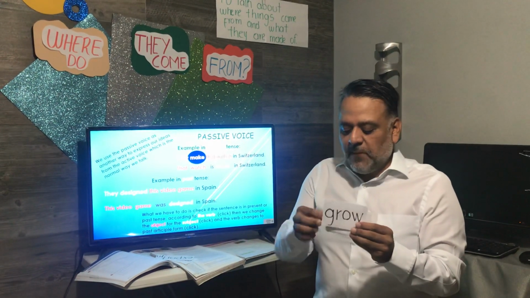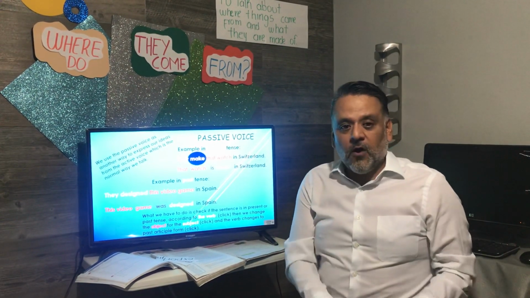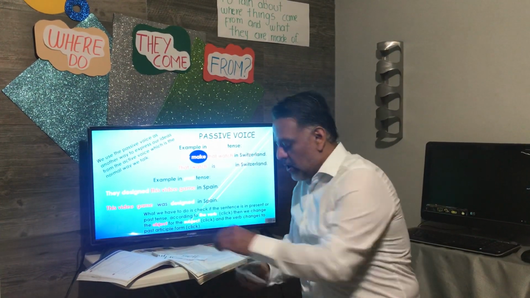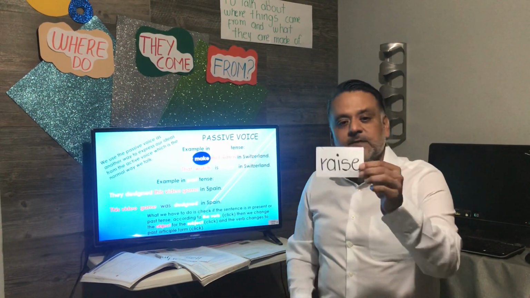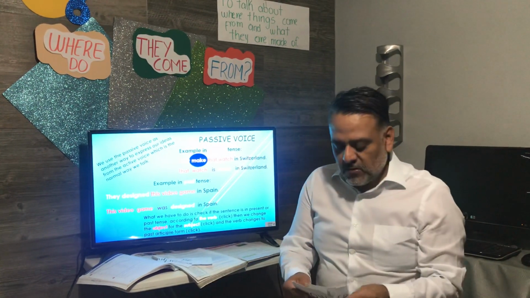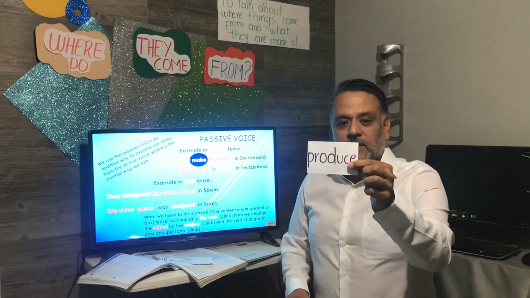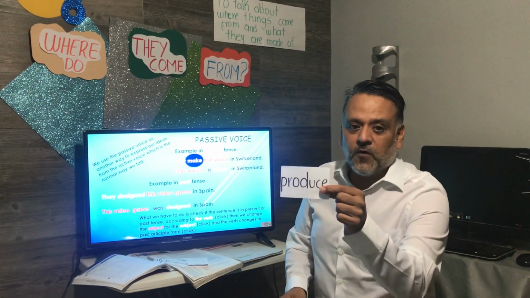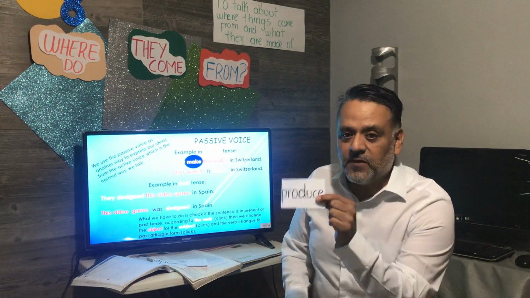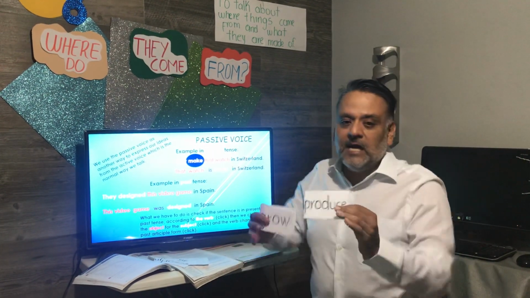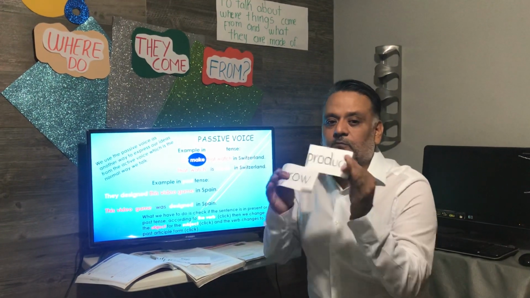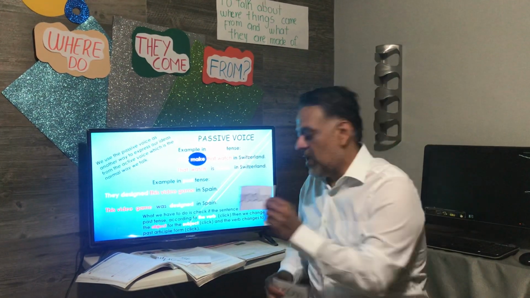And the past participle form of sell. Okay, very good. And raise. Okay, very good. What about produce? Can you tell me the past participle form in your verbs? Okay, very good. Now remember that some of the verbs are in past participle form, but some of the verbs are regular and some others are irregular.